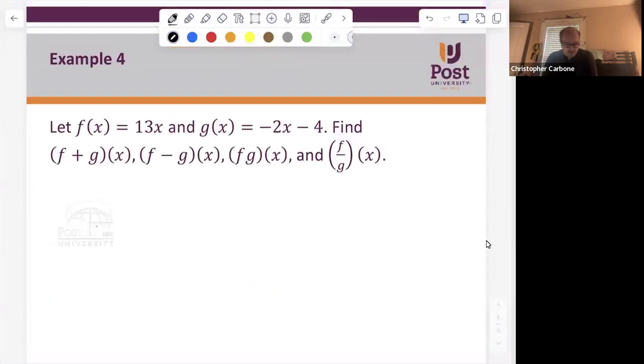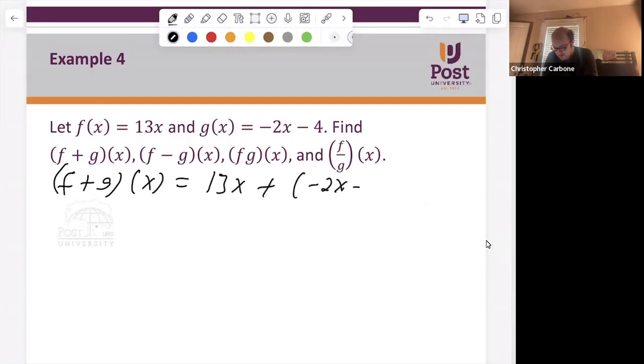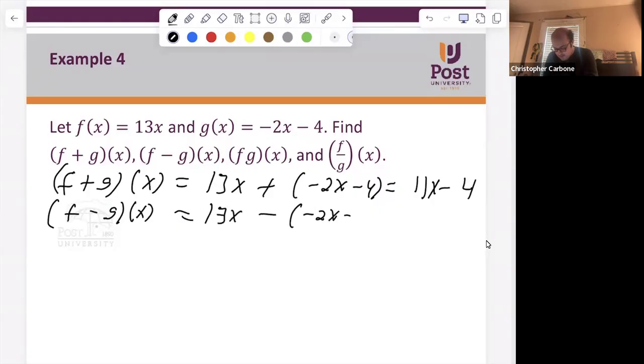Number 4, let f of x be equal to 13x, g of x be negative 2x minus 4. We want the addition, subtraction, multiplication, and division instead of me just reading it all out. F plus g of x: 13x plus negative 2x minus 4. So 11x minus 4. The f minus g of x: 13x minus negative 2x minus 4. So 15x plus 4.